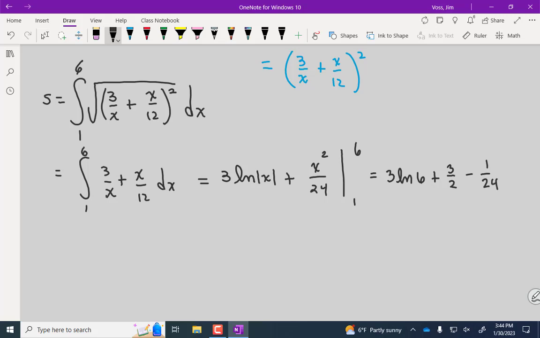Oh, I should not have gotten rid of the common denominator here. Let's leave this as 36 over 24. Let's not simplify it. So then our final answer will be 3 natural log of 6 plus 35 over 24.